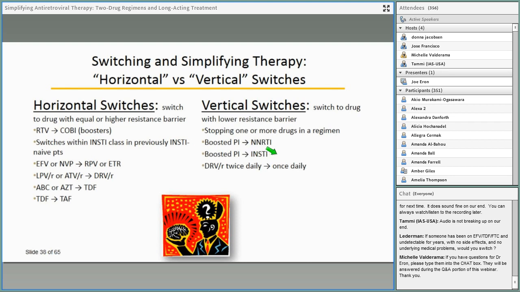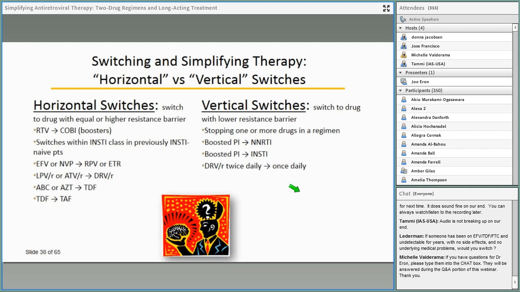This one's a little bit of an argument. Going from a boosted PI to an Integrase, if it's Dolutegravir or Bictegravir, is that really a decrease in resistance barrier? Maybe. Maybe PIs have a slightly higher resistance barrier, but there's no real data to argue that point. It's an opinion. And then finally, if you have a patient on twice daily darunavir, ritonavir, and you want to go to once daily. So these vertical switches or switches to a lower resistance barrier really have to be done very carefully, where you try to get all the resistance data possible that you can, and the treatment history data that you can, so that you can have some sense of whether there's resistance kind of lurking in the background.